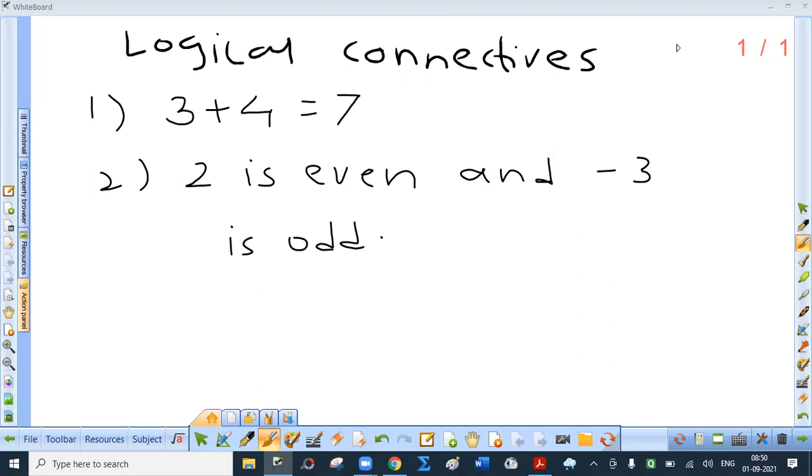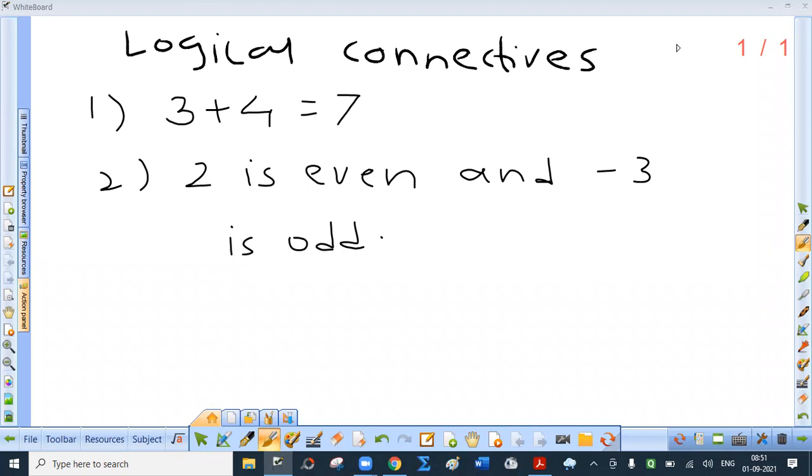On the other hand, if I say that 2 is even and minus 3 is odd, basically this is a combination of two simple statements: 2 is even, minus 3 is odd. And therefore it is called a compound statement. So how will you define compound statement? A combination of two or more simple statements will be called a compound statement. Okay?